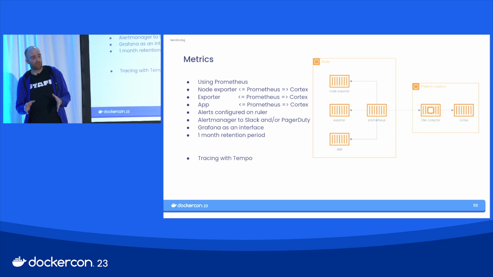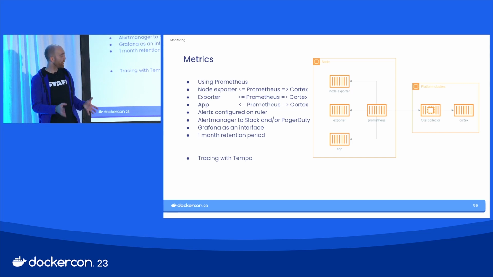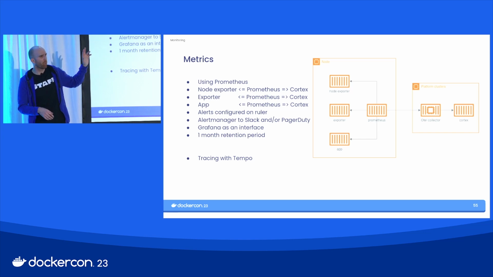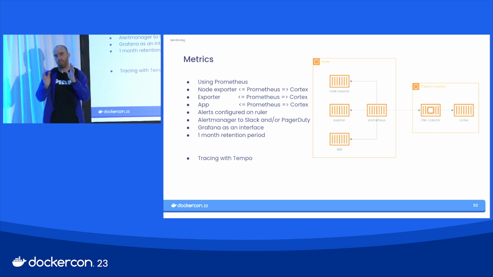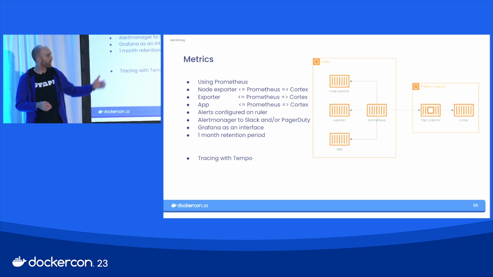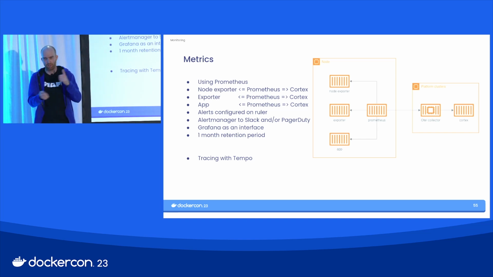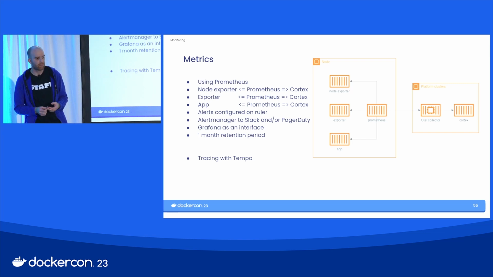We have a 1 month retention period for our metrics. We are looking at having more retention. And for Prometheus, we're keeping only 1 or 2 days, because we only need that, if there is an issue, to send them to Cortex and have the time to fix it.